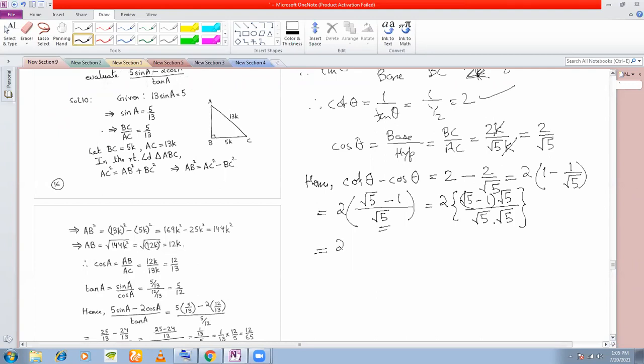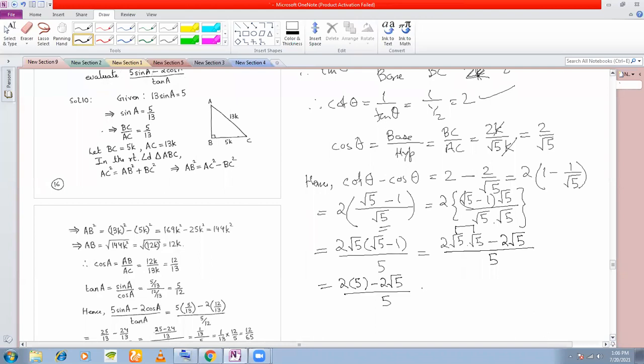Okay, so twice root 5 into root 5 minus 1, and below you have 5. Root 5 into root 5 is 5. And now you can multiply everything. Twice root 5 into root 5 minus 2 root 5, divided by 5. So this root 5 into root 5 will give you 5. So 2 into 5 minus 2 root 5 by 5. So this is 10 minus 2 root 5 by 5. And that should be your answer.